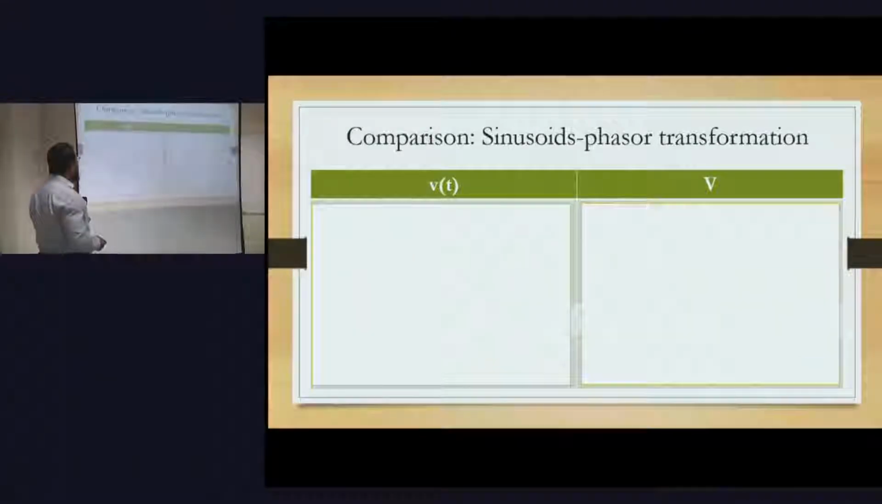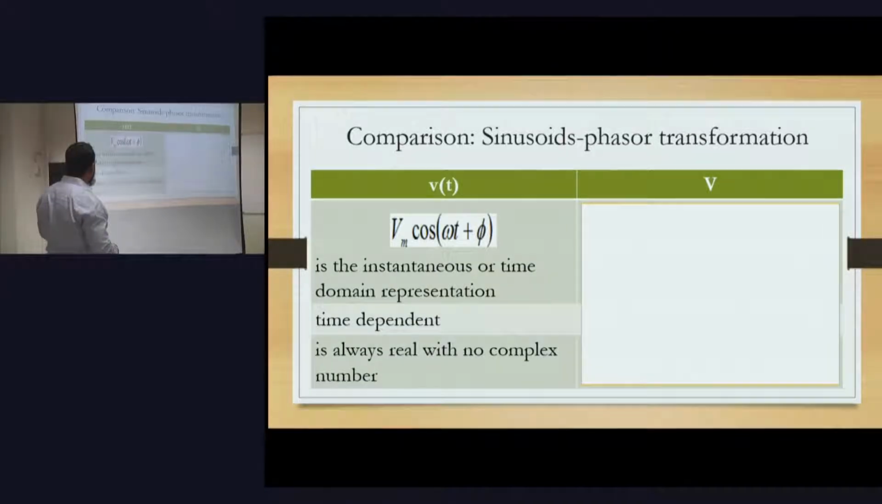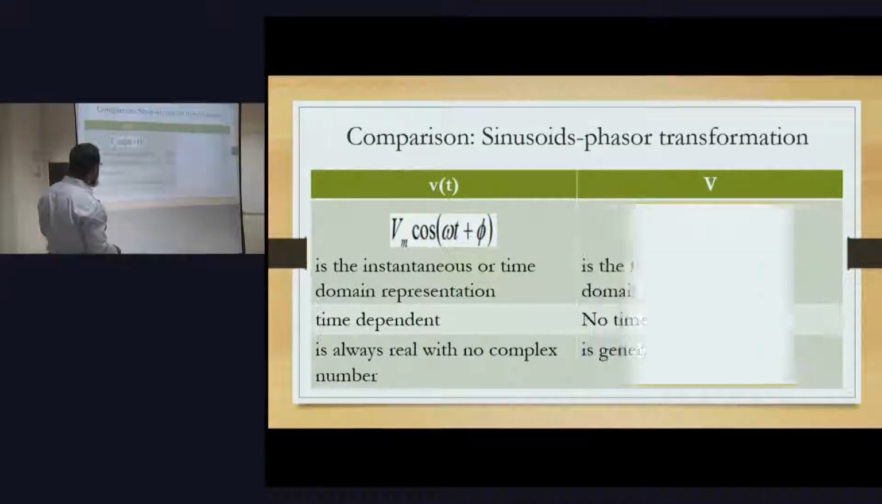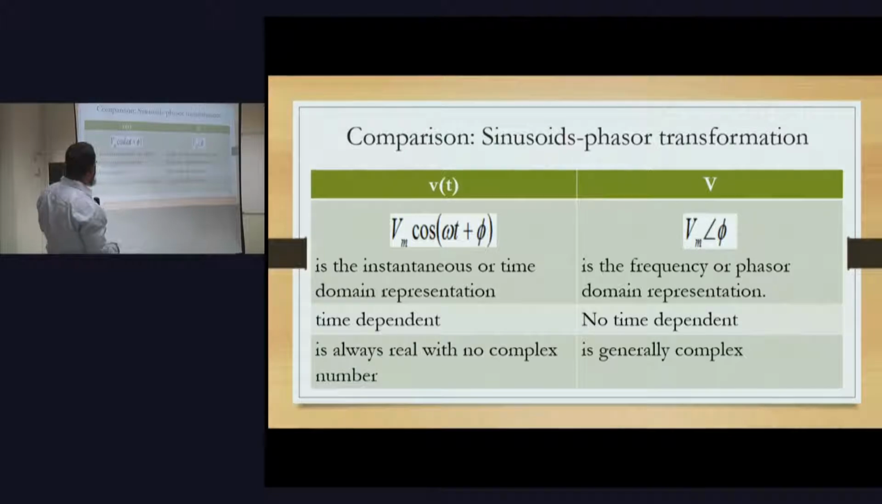Okay. Comparison, sinusoid phasor transformation. Okay, what do we have? So this is in time domain, this is in phasor domain. Same thing. So we have this waveform, and we have this phasor corresponding to that waveform. Is the instantaneous or time domain representation time dependent? Is always real with no complex numbers.